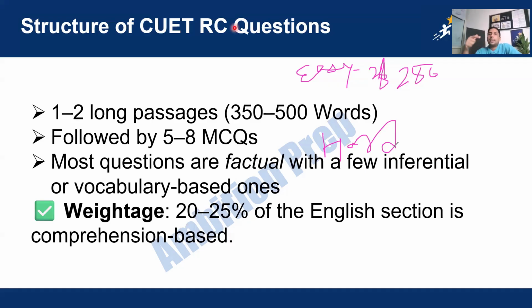What if there is a hard language or a hard passage? The length of the passage will be around 350 to 500 words, and sometimes 500 plus. In reading comprehension, especially in CUET, there will be 1 to 2 passages containing 350 to 500 words and around 5 to 8 questions, and you will have to answer multiple choice questions.